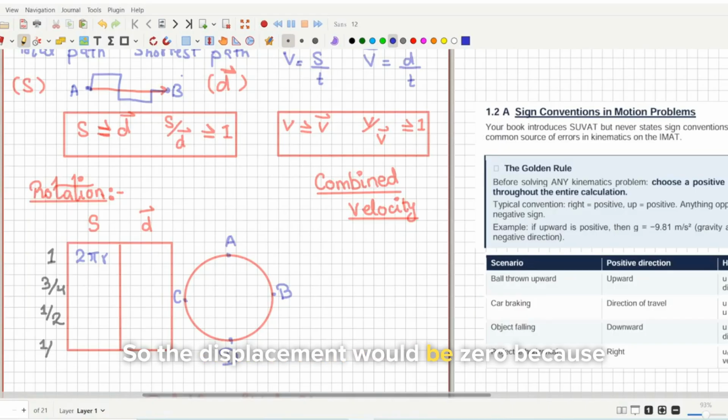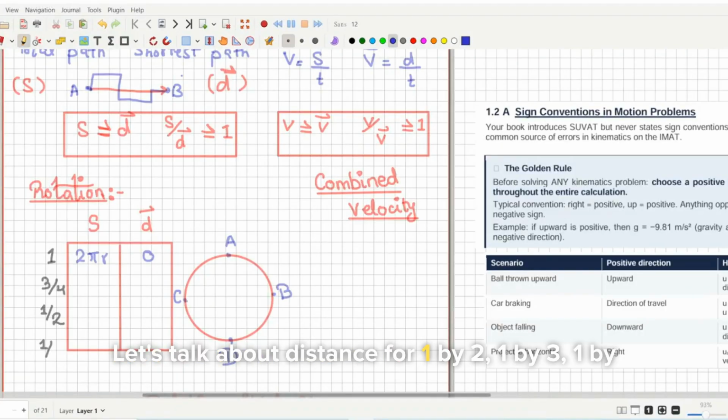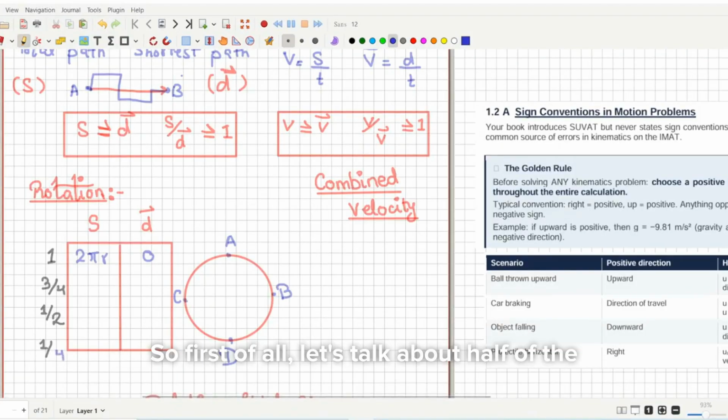So the displacement would be 0 because the shortest path from point A to point A is 0, right? You don't have to go anywhere. Let's talk about distance for 1 by 2, 1 by 3, 1 by 4th. So first of all, let's talk about half of the distance.